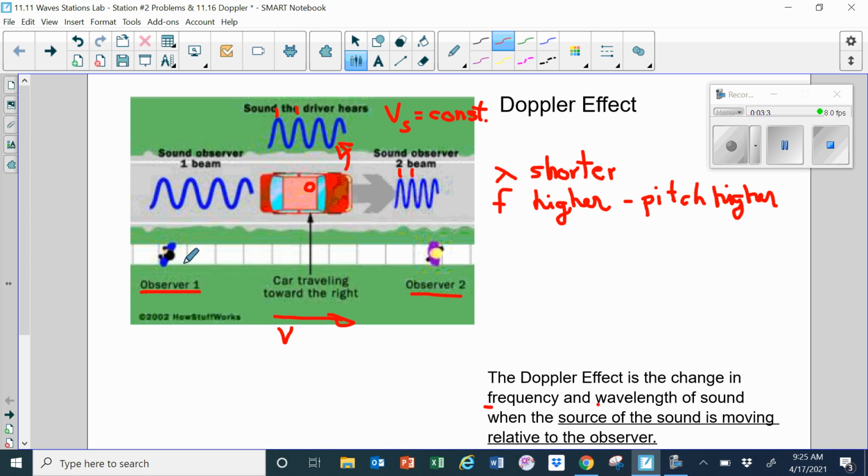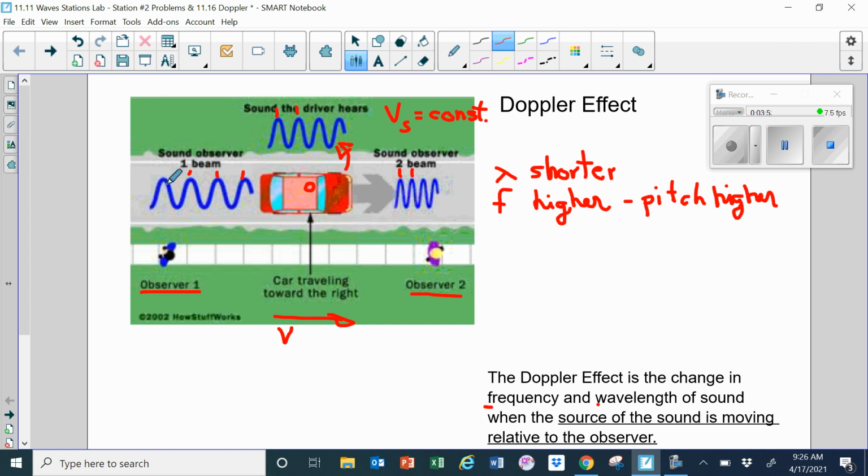Okay? Now, if you're observer 1 behind the car, then in this case, the wave emitted by the siren is going to be expanded. It's going to be extended, okay? It's not going to be collapsed. It's going to be extended. So you notice the wavelength behind the car is greater than the actual sound, okay?